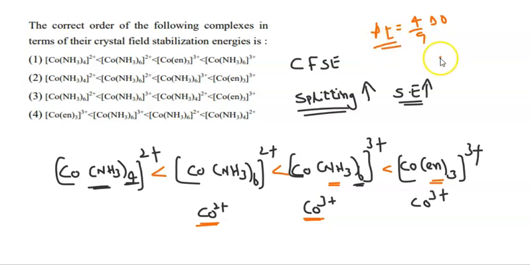From that one we can tell that delta O is always greater than delta T. That's why tetrahedral complexes have low CFSEs when compared to octahedral complexes. From this we can tell option 2 is the correct answer for this question.